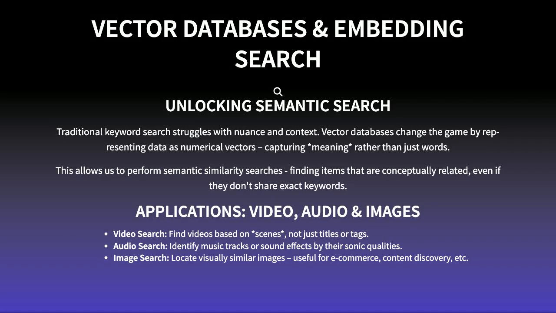Let's talk about how vector databases are revolutionizing search. Instead of just looking for exact matches like with traditional keyword searches, these databases understand the *meaning* behind your data. They do this by turning things, videos, audio files, even images, into numerical vectors that represent their essence. This opens up incredible possibilities. Imagine searching for a video based on a specific scene, finding music tracks just by hearing a similar sound effect, or instantly locating visually similar images. It's all about semantic search, understanding what something *is*, not just what it's *called*.